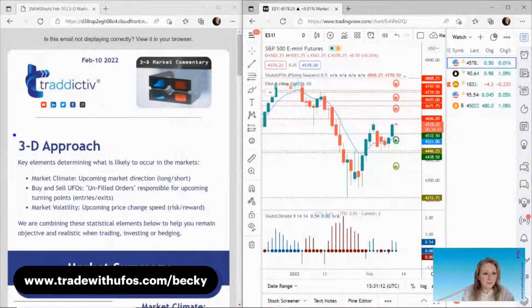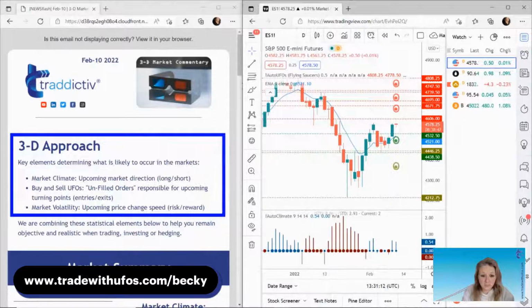So the three elements that we look at in our 3D approach when we're thinking about the markets and the statistical likelihoods. First things first is understanding market climate. Market climate essentially means in which direction is that market likely to go? Is it likely to go up? Is it likely to go down? Or does it not really have probabilities either way?